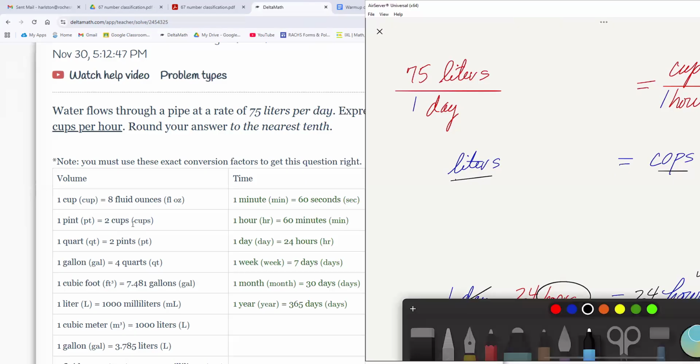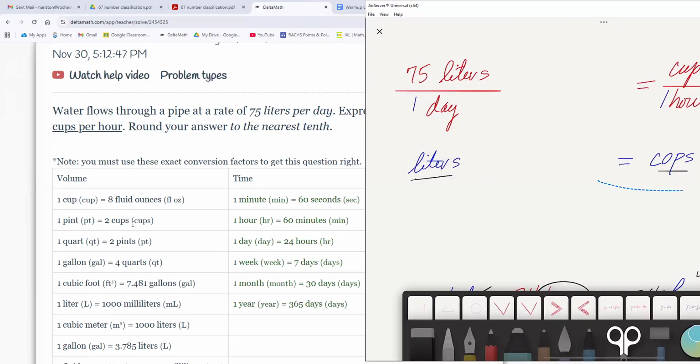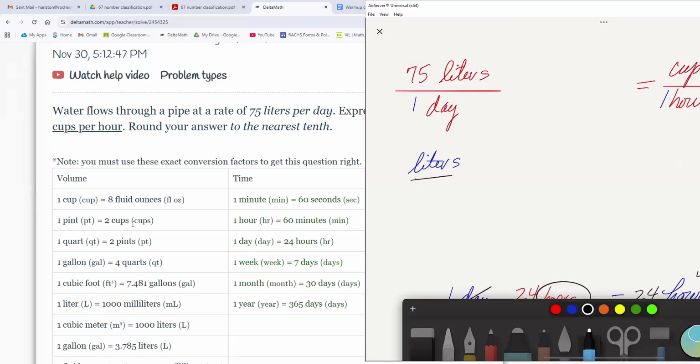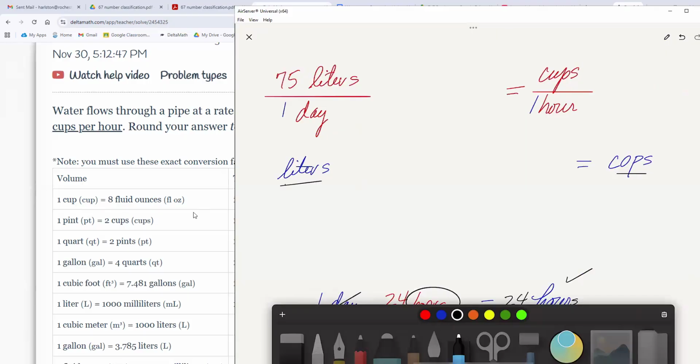First thing I'm going to do is move this over because I'm going to need a little bit more space. And then I'm going to start working my way from cups back to liters. So watch how I do this. I know I want to finish with cups. So I'm going to say cups on the top and then pints on the bottom. So there are 2 cups to 1 pint.